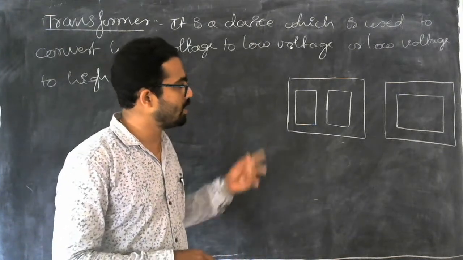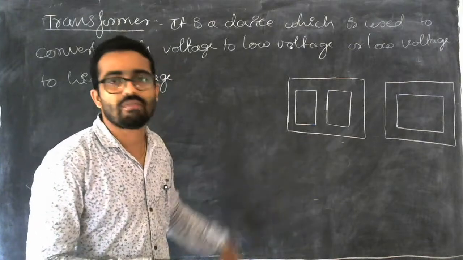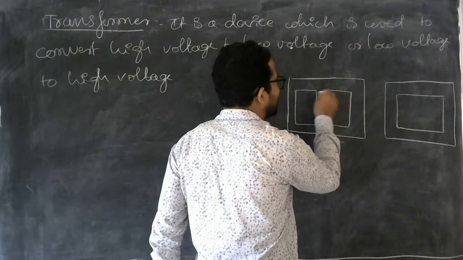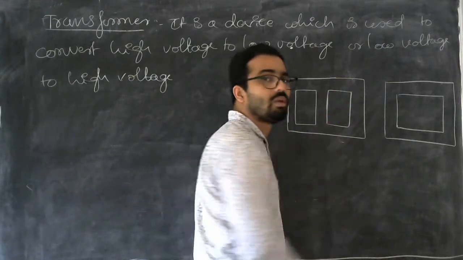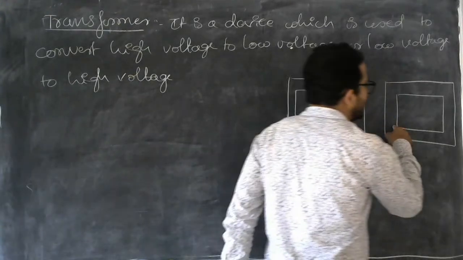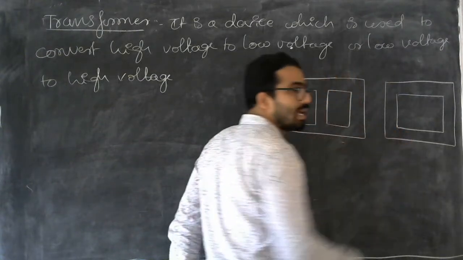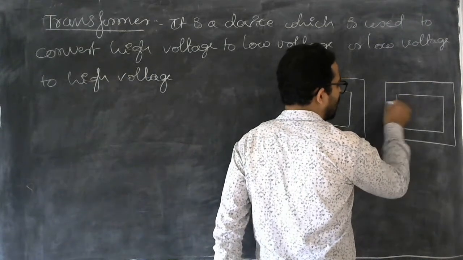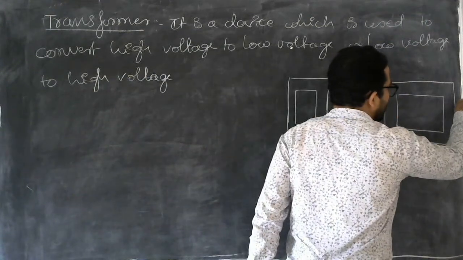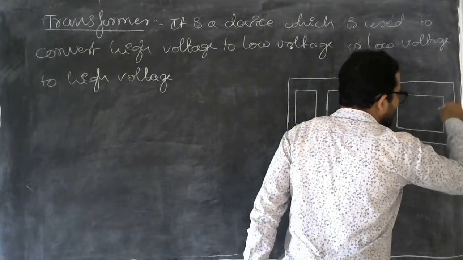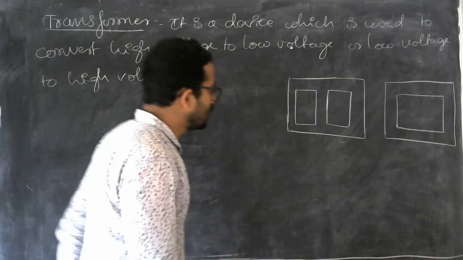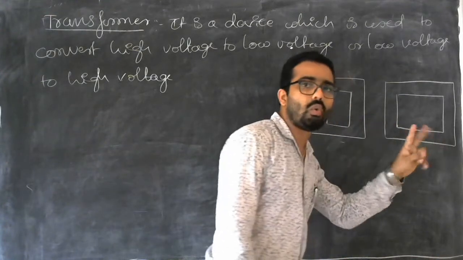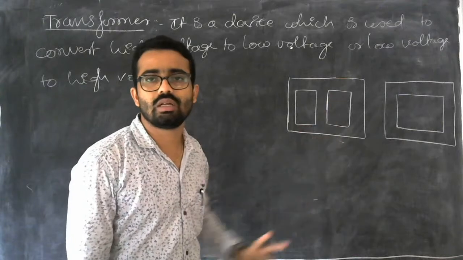Then what is the difference between these two transformers? In this type of transformer, the wires are wound on a single limb. On this limb, wires will be wound. In this type of transformer, wires are separately wound. Here, one wire will be wound along this limb, another wire will be wound on another limb. So I told you, two wires should be wound on the limbs.